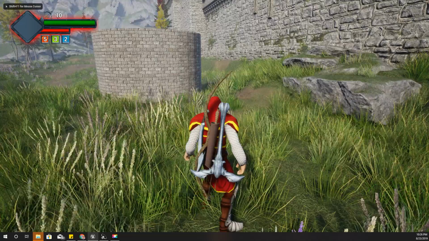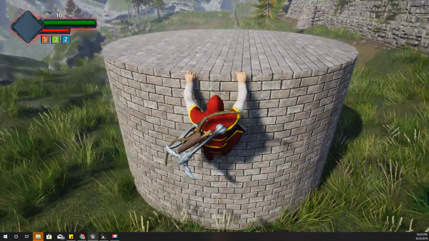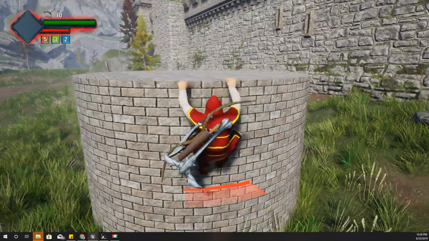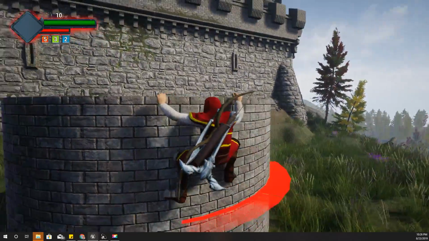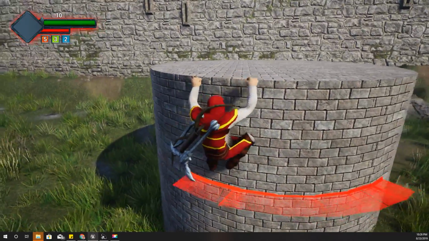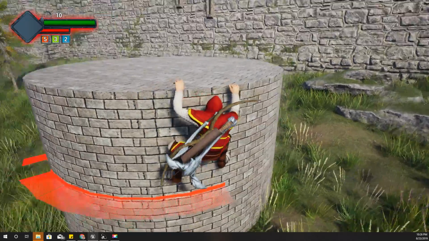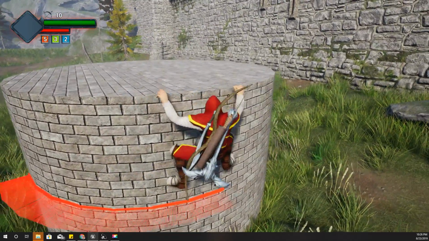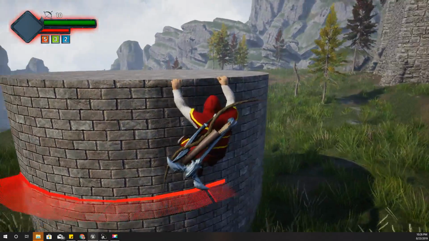Hello everyone. So today in my climbing system I'm going to show you how to make the character move on a curved wall like this. So the character keeps moving. The character can move to left and right without leaving the wall, even if the shape of the wall is not a straight line.